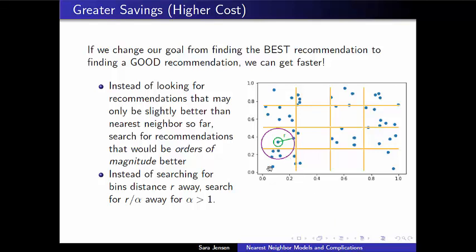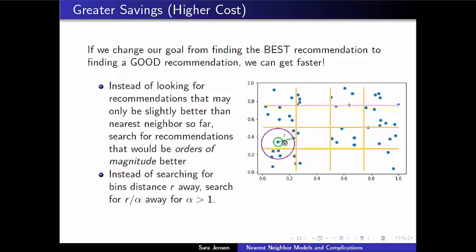So in our process of finding the nearest neighbor, we started by working with a query point, going to the bin that it resides in, and finding the nearest neighbor so far from within that bin. We then created this distance r between the query point and the nearest neighbor so far, and we only searched within bins that were within that radius of our query point.